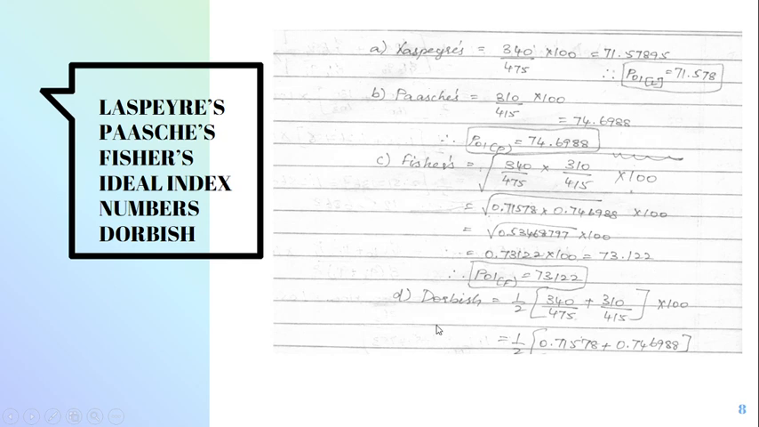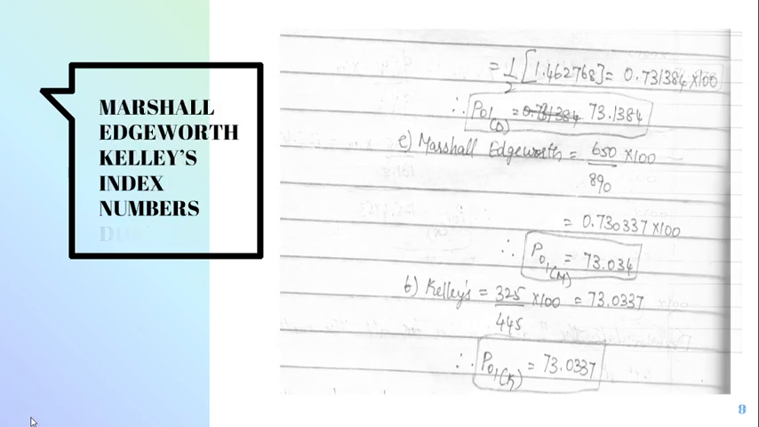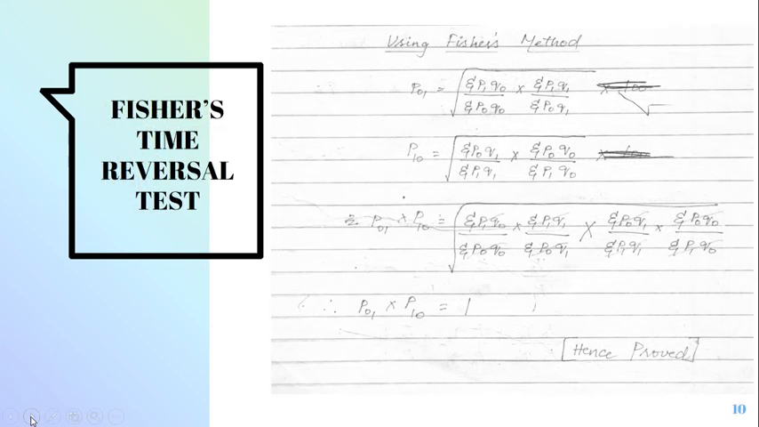So this comes to 73.122. Under Drobisch method, it is half of Laspeyres' and Paasche's. So half into 340 by 475 plus 310 by 415 into 100. So this would be equal to 73.1384. Then Marshall-Edgeworth formula goes as 650 by 890 into 100, which comes to 73.034. Kelly's, 325 by 445 into 100, which is equal to 73.0337.